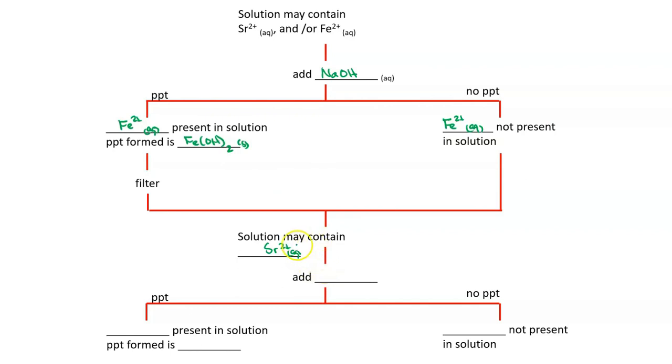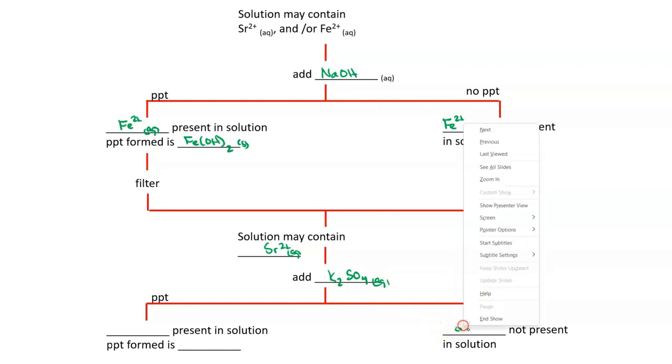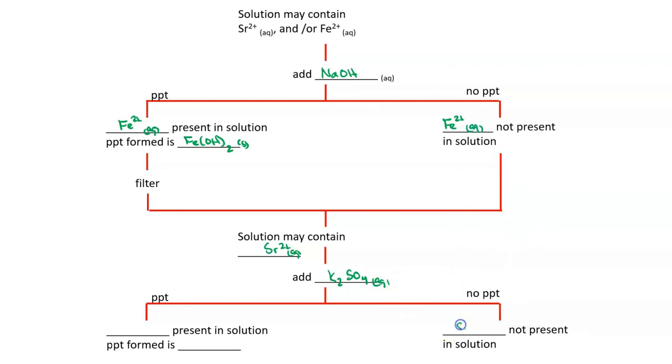So now we will know that our solution might contain strontium ion, and we have to test it. So we'll add our second testing solution, which we said was potassium sulfate. And again, we have two possibilities. If no precipitate forms, then what that tells us is that my strontium ion is not present. But if a precipitate does form, then my strontium ion is present, and I form a precipitate of strontium sulfate.